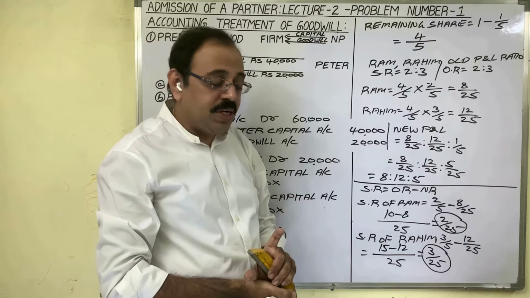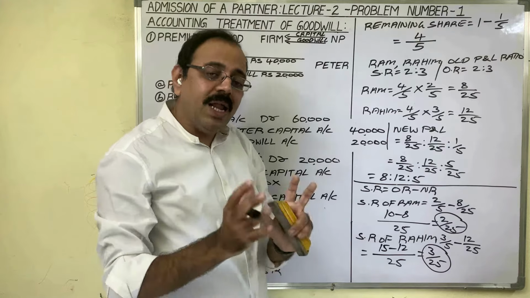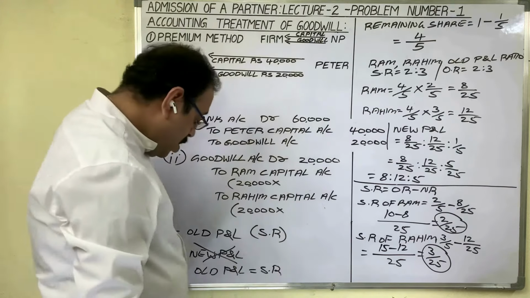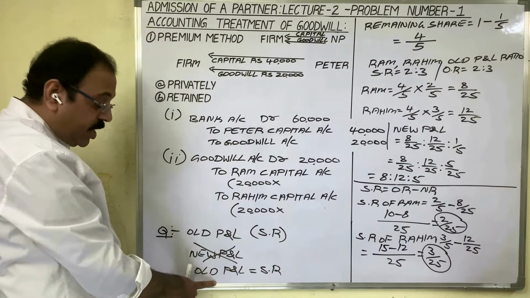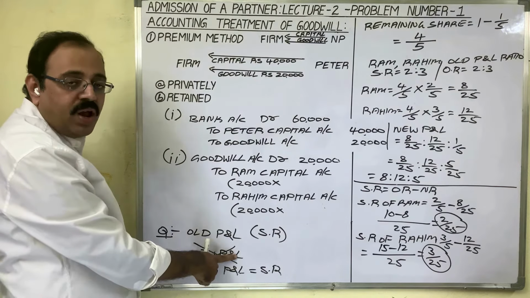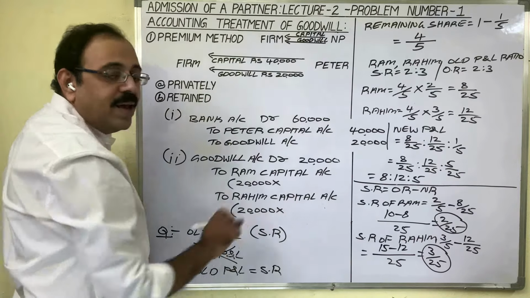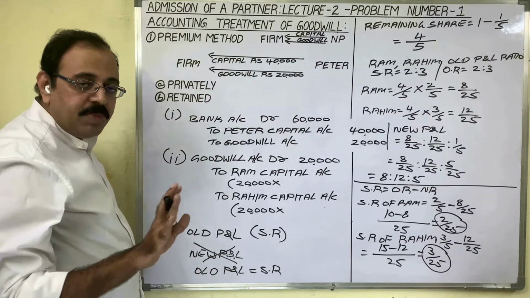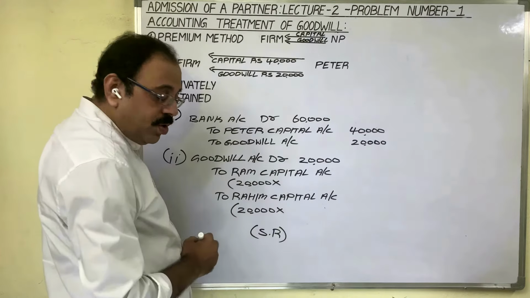In the examination, you need not show all these things. To understand, I am explaining why the old ratio and sacrificing ratio become the same in the absence of a new profit and loss ratio. You may get that doubt. Therefore, I have shown this calculation. In public examination, don't write all these things. Sacrificing ratio is 2 is to 3 now.